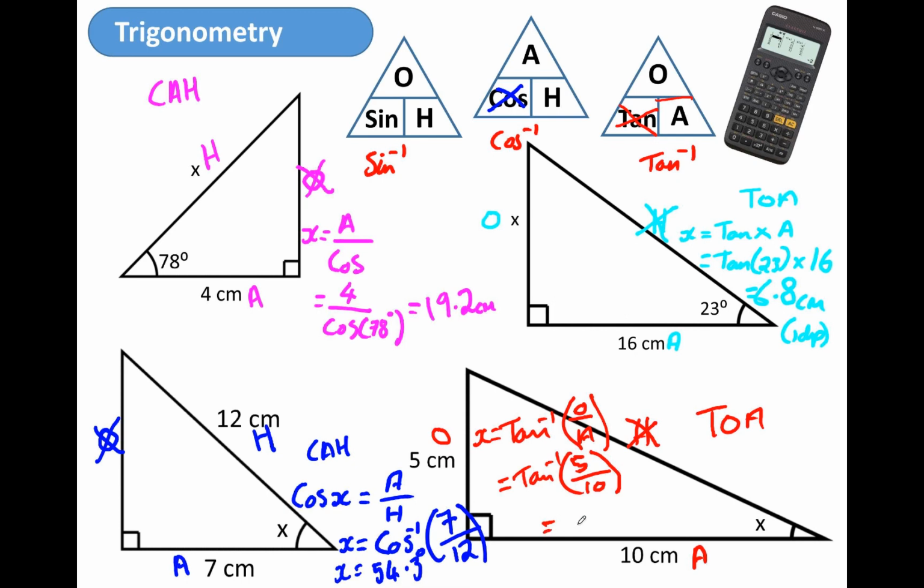Sorry about the writing. Right, so press shift, press tan to get tan to the minus 1, that means I can find my angle. 5 divided by 10, so opposite divided by adjacent, shut the bracket, press equals, and I get, to 1 decimal place, it actually needs a little bit of rounding here, 26 point, and I need to round my 5 up to a 6 degrees. And if you got that, well done, because you know it is tricky finding the angle, but a bit of practice makes perfect. Right. Thank you very much, and good luck.